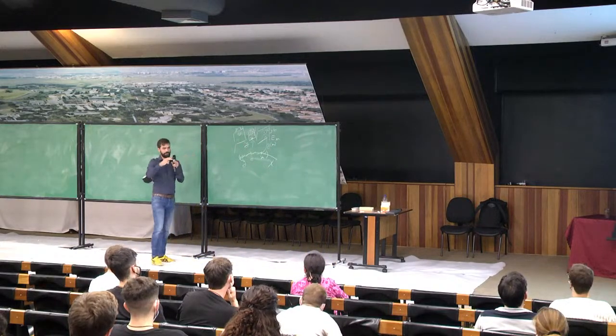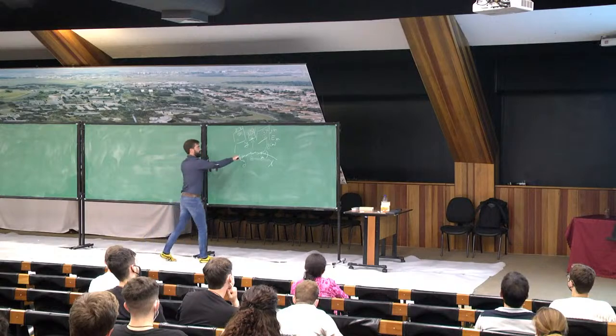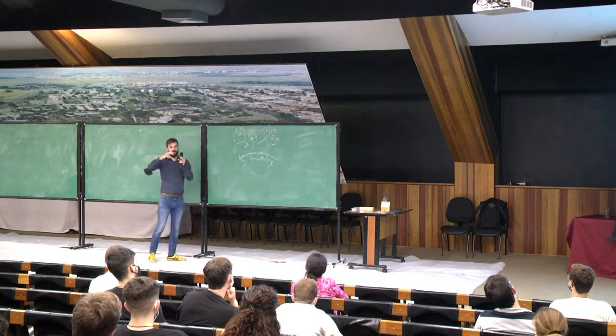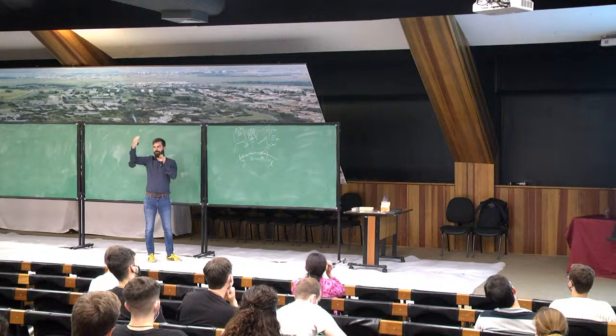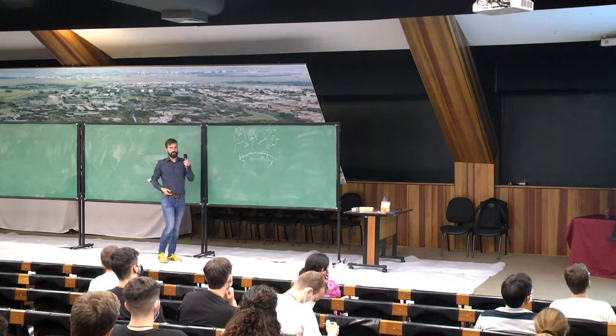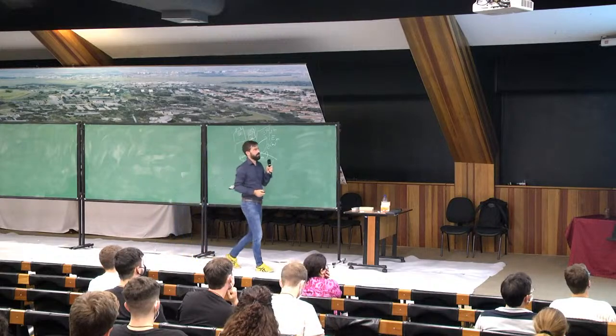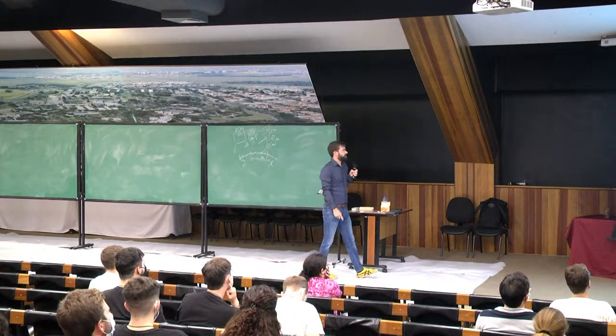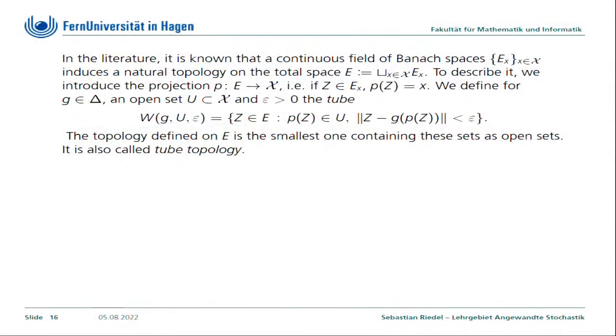And I think it makes a bit of sense because we have all these spaces that are very close to each other, so that this somehow looks like a tube. Okay, and the topology you define now on the total space E is the one that is generated by these tubes. So these are the basis of the topology.